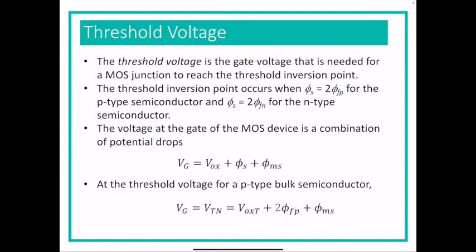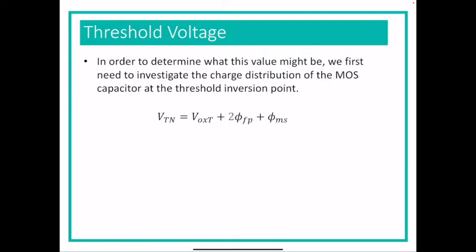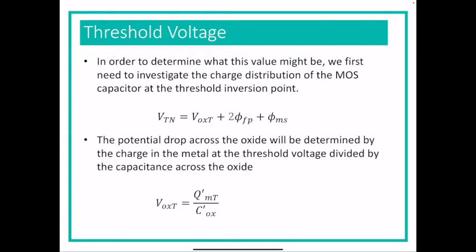So how are we going to find that value, that oxide drop? Well, what we're going to have to do is look at the charge distribution of the MOS capacitor, and we're going to be able to figure it out. The potential drop is going to be equal to the charge in the metal divided by the capacitance across the oxide. And we don't know how to find that right now, but we're going to figure out how to find it.